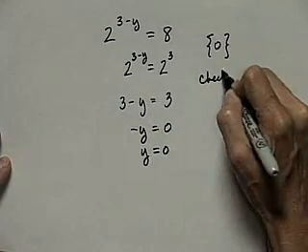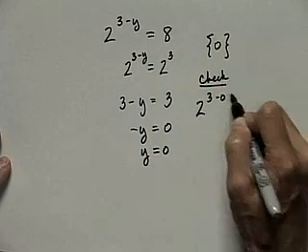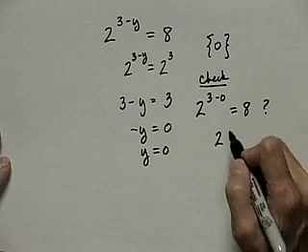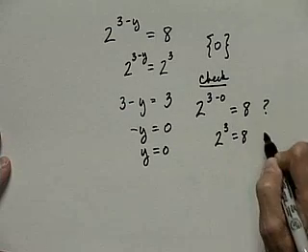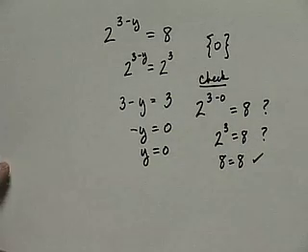Doing a quick check, I can put 0 for y in the original, and I get, question mark, 2 to the third equals 8, or 8 equals 8, and my solution checks.